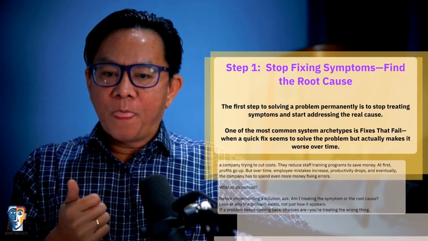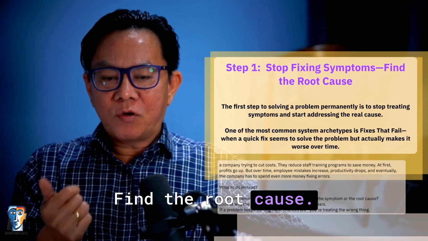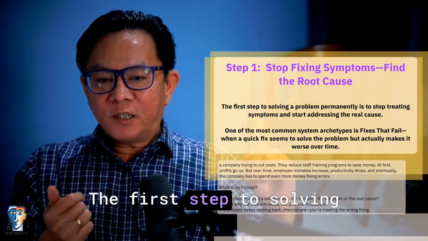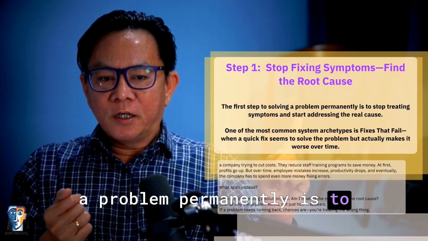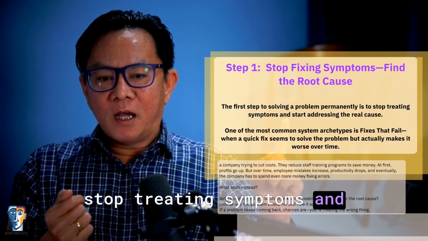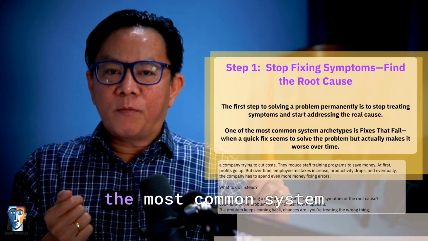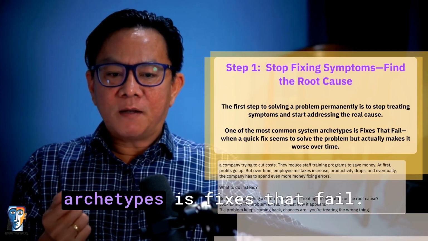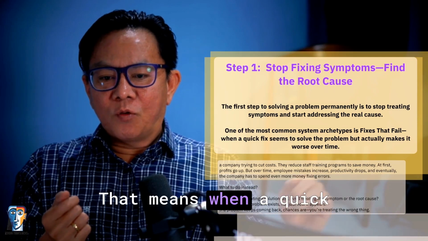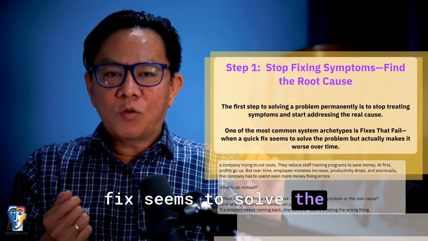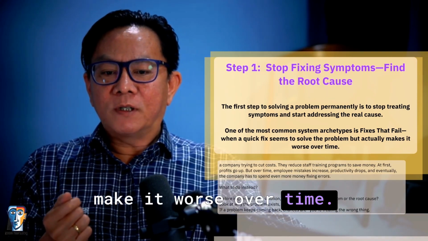Step 1. Stop fixing symptoms. Find the root cause. The first step to solving a problem permanently is to stop treating symptoms and start addressing the real cause. One of the most common system archetypes is fixes that fail. That means when a quick fix seems to solve a problem, but actually makes it worse over time.